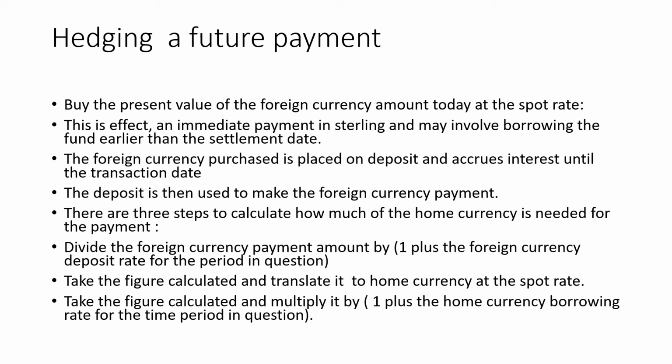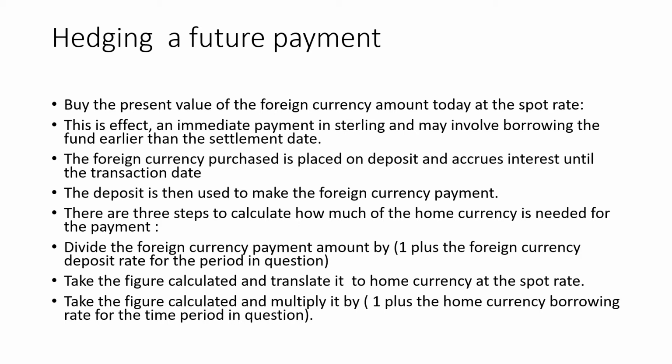foreign currency payment. So there are actually three steps to calculate how much of the home currency is needed for the payment. First, divide the foreign currency payment amount by 1 plus the foreign currency deposit rate for the period in question. Then take the figure calculated and translate it to home currency at the spot rate. Then multiply that figure by 1 plus the home currency borrowing rate for the time period in question. Because you are investing in your home currency, obviously you have to use the home currency borrowing rate for the time period in question.